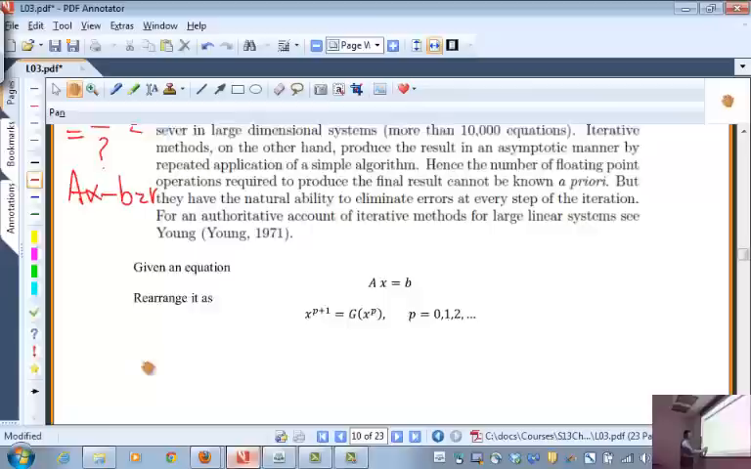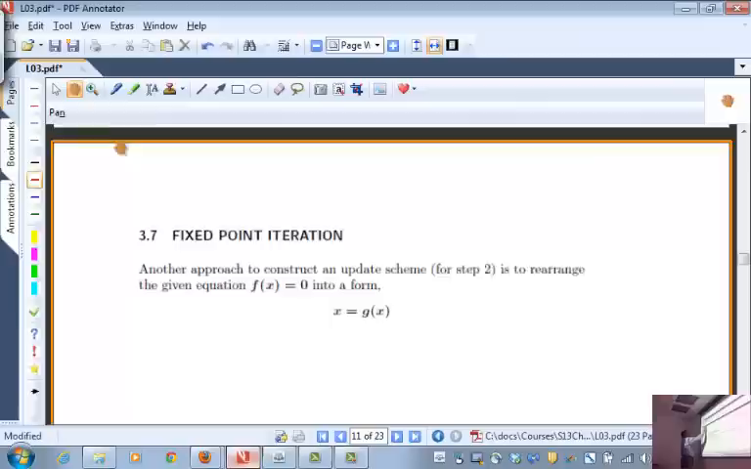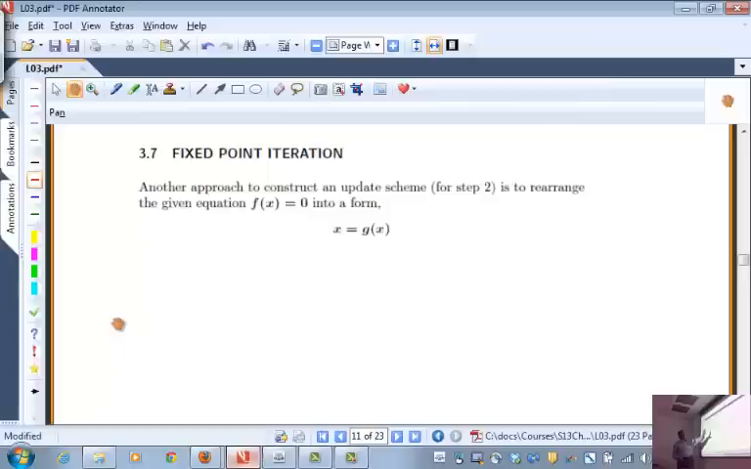So here is the basic idea behind fixed point iteration. Suppose I'm given an equation f of x equal to 0. Now we're going back to a single scalar equation to explore the idea, just like for pivoting, where we took two equations, simple, so we can track the math and get at the concept. I claim that I can rearrange this and form x equal to g of x.